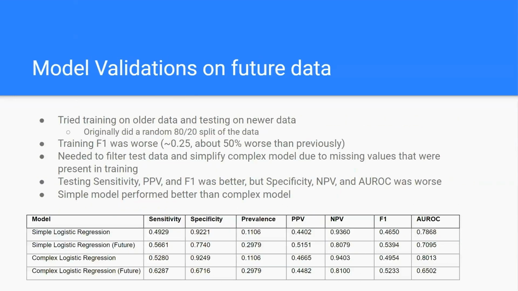Next, we tried training on older data and testing on the newer data. We did a random 80-20 split. We found out that the training F1 score was worse. It's about 25%, which was 50% lower than the previous one of about 49%. We also needed to filter the test data and simplify the complex model due to the missing values that were present in our training data. Also, we realized that testing sensitivity, PPV, and F1 were better, but specificity, NPV, and area under the curve were much worse in this model validation. Also, we realized that the simple logistic model performed better than the complex logistic model.